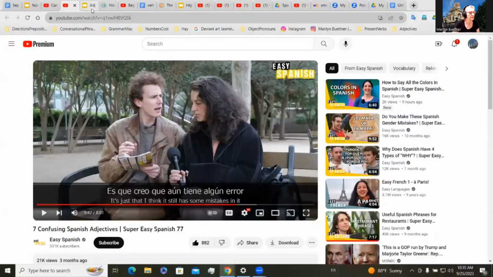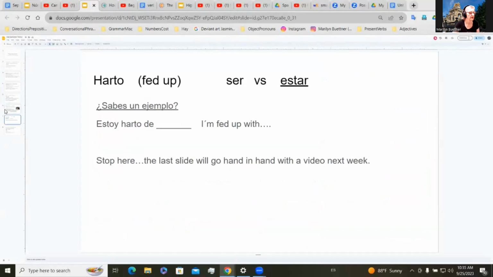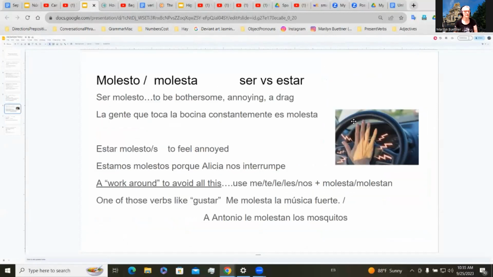Let's go to the subject of molesto. Okay. Por ejemplo, aquí. See, molesto or molesta. Yeah. But again, we use it with ser or with estar. Ser molesto, to be bothersome, to be annoying, to be a drag. See, la gente que toca la bocina, people who honk their horns. La gente que toca la bocina constantemente es molesta. Yeah. People who honk their horns are a pain. They are annoying.